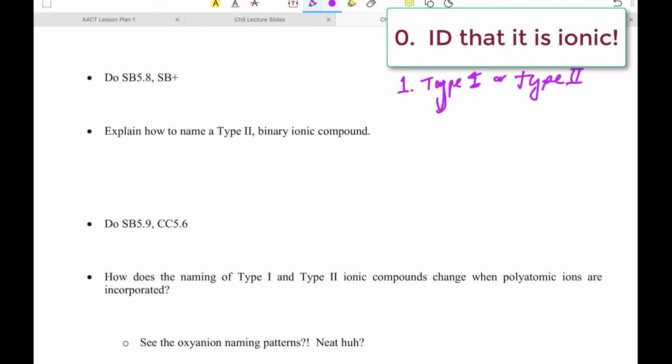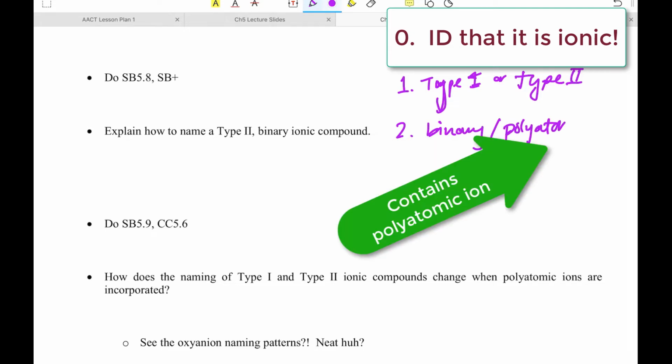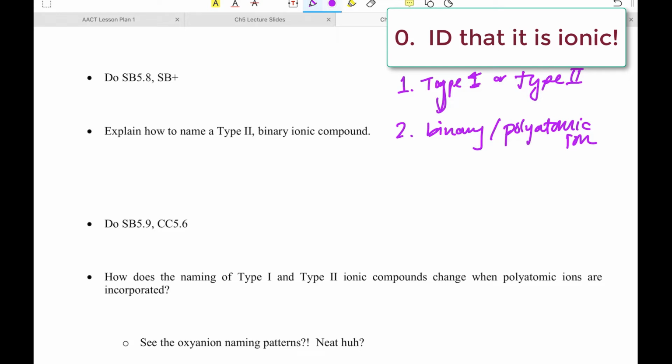And then within each of those respective types, we need to determine if it is binary or contains a polyatomic ion, because that's going to change how the ending of the name goes. So type 1 or type 2, it is a binary or a polyatomic ion, okay? And that's what we're going to use to guide us as we write our formulas.